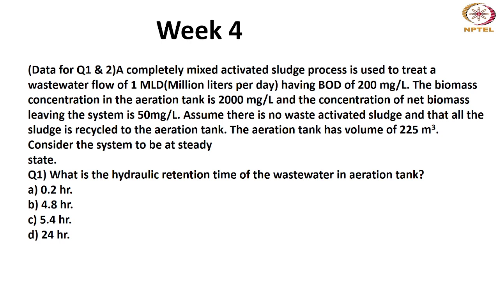It is about a completely mixed activated sludge process that is used to treat a wastewater flow of 1 MLD. You know what is MLD? Having BOD concentration of 200 mg per liter. Biomass concentration inside the aeration tank is 2000 mg per liter. Now the concentration of net biomass leaving the system is 50 mg per liter, and you can assume that there is no waste activated sludge, and everything is recycled into the aeration tank. The aeration tank volume is given as 225 meter cube, and you have to calculate the hydraulic retention time.